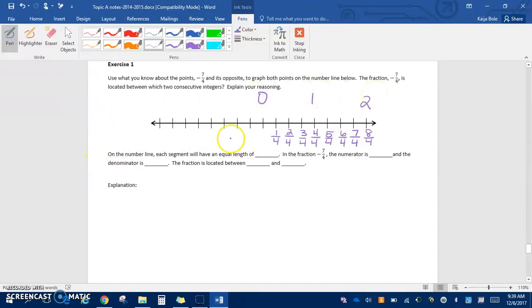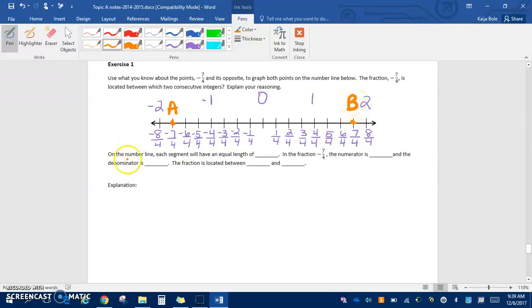Alright, then I'm going to go back in the opposite direction in the negatives the same way. Negative 1/4, negative 2/4, negative 3/4, negative 4/4, which we know would be negative 1, and then negative 5/4, negative 6/4, negative 7/4, and negative 8/4, which would be negative 2. So now we need to plot the points negative 7/4, which is down here. I'm going to call this A, and its opposite, which if we go over to the other side would be positive 7/4, which is B.